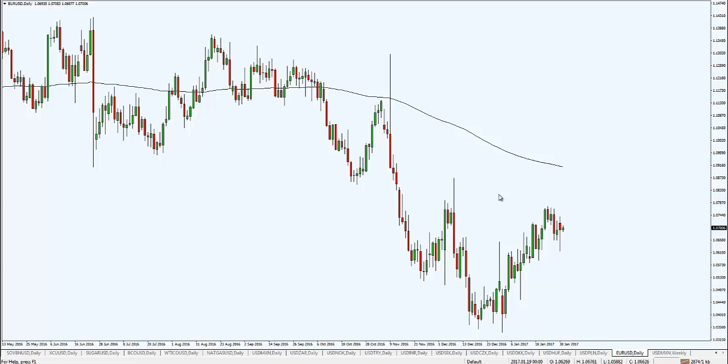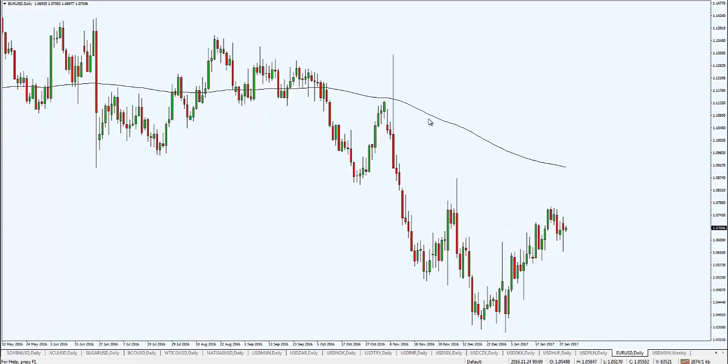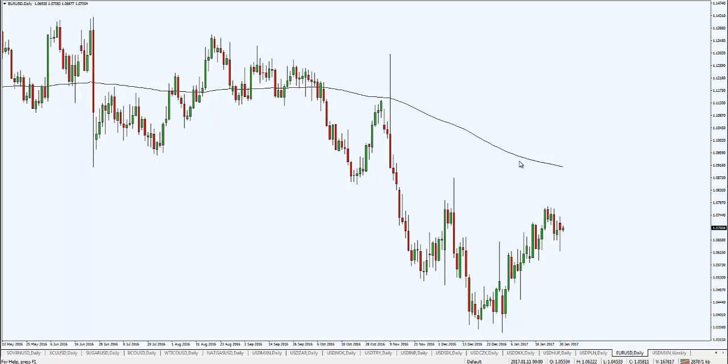So you click OK. All you need to do is pay attention to the direction of the 200 MA. If it's pointing lower, then you look to short. If it's pointing higher, then you look to long. If you apply this simple filter, you'll tend to find yourself on the right side of the markets more often than not. So just use the 200 MA as a simple filter to help you decide whether you should be long or short.